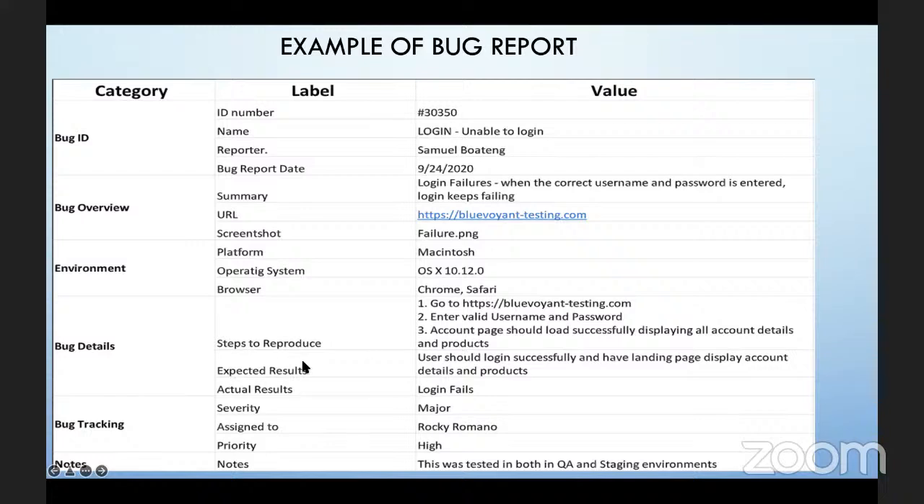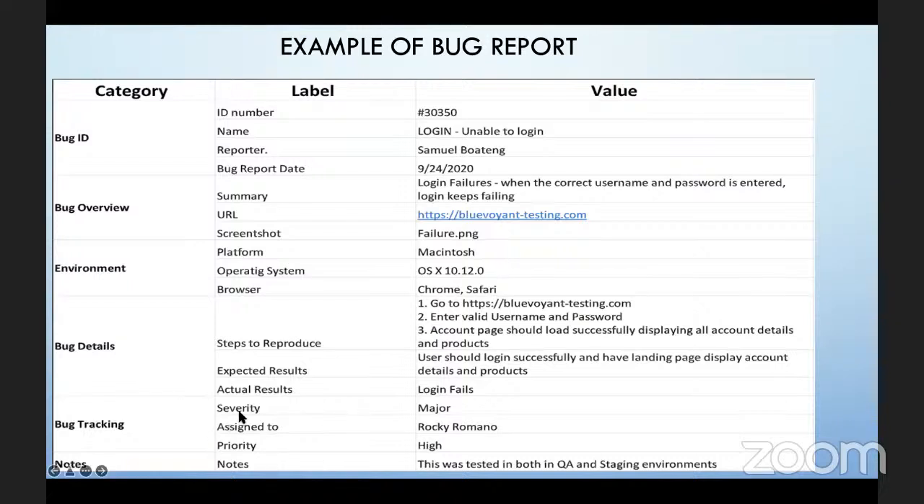Okay, expected results: you should log in successfully and have the landing page displayed with account details and products. But what is the actual result that we're seeing here? That's the reason for this bug report. Actual results: login fails. And this is a critical issue. If you cannot log in, that means you cannot get anywhere. Basically, if you cannot log in, that is a showstopper.